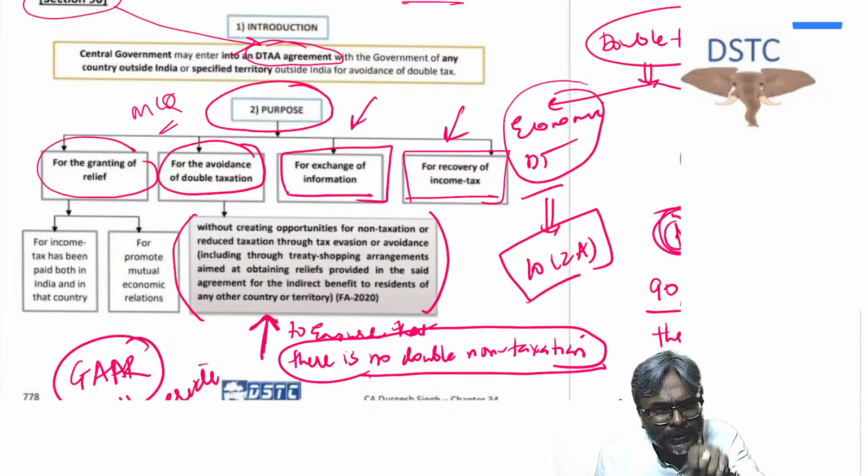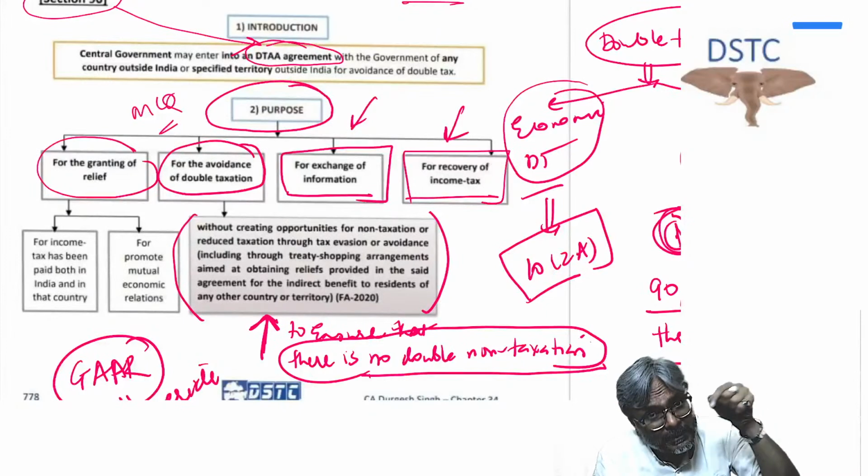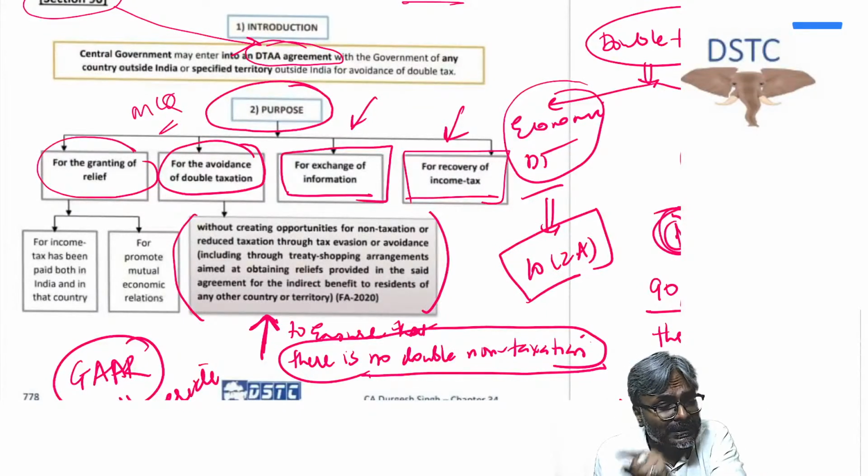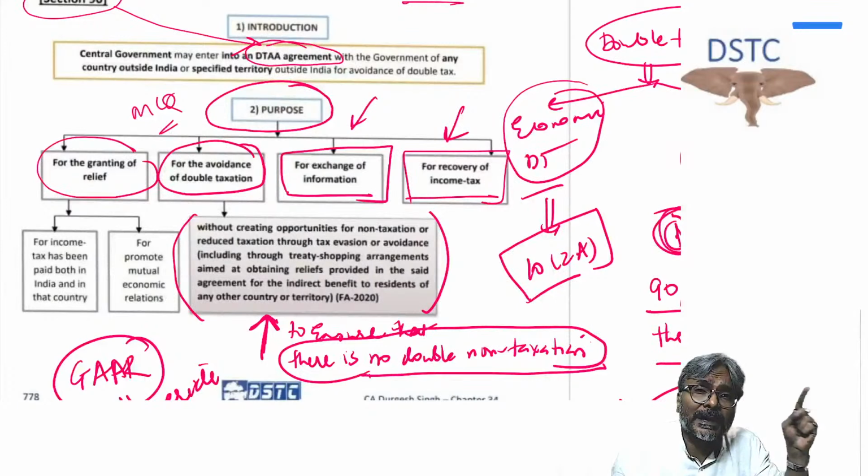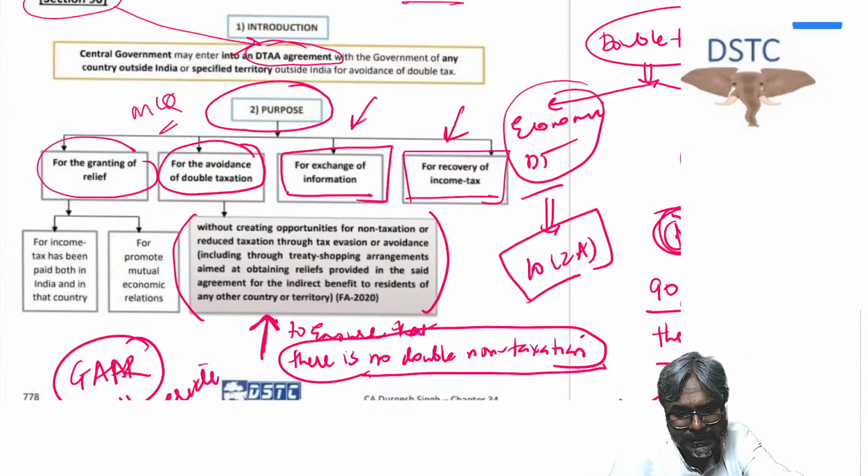Now, will this opportunity still exist? The answer is no. Why? Because the purpose of the treaty is to ensure that there is no double non-taxation. Is that part now clear to all of you? So this is one thing that you have to put across in your answer.